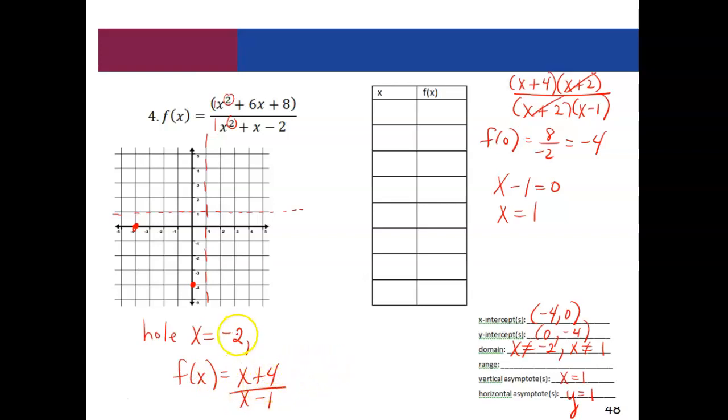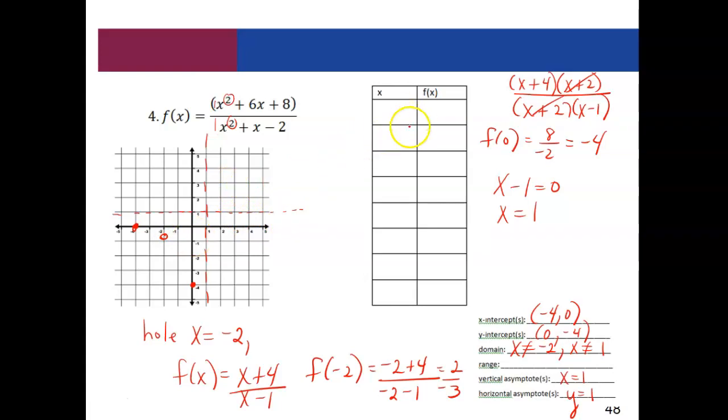So if I plug -2 into that, I'm going to get 2 over -3. So I'm going to have -2/3. So my hole is at -2 and -2/3. So instead of plotting a point there, I'm actually going to draw an open circle to indicate a hole in my graph.